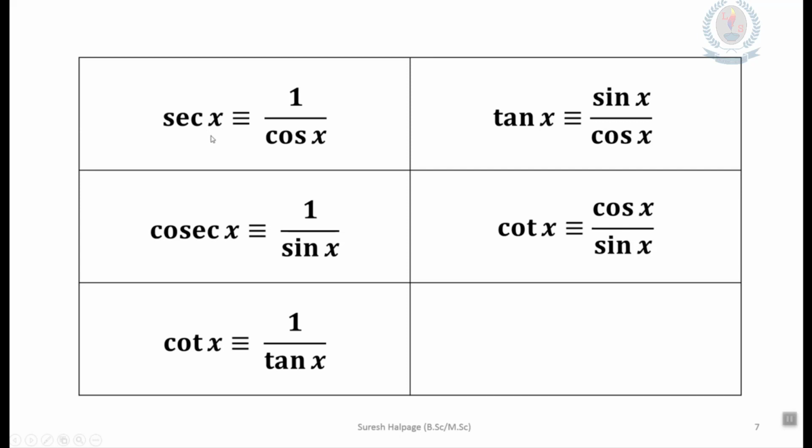Summary. Sec x is identical to 1 divided by cos x. Cosec x is identical to 1 divided by sin x. Cot x is identical to 1 divided by tan x. Tan x is identical to sin x over cos x. Cot x is identical to cos x divided by sin x. So you need to remember these.